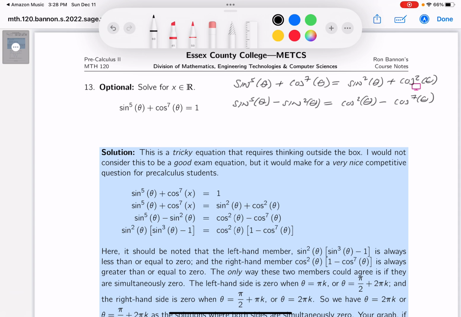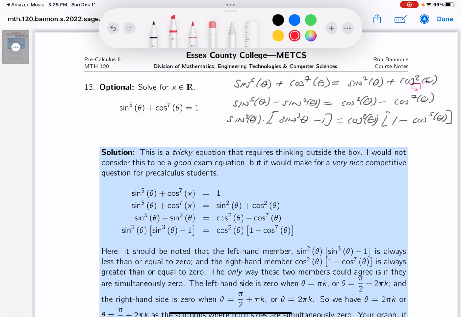I would factor each side. Sine squared comes out. And what are you left with? Sine cubed theta minus 1. On the right side, I'm going to factor out a cosine squared theta. And you get 1 minus cosine to the fifth power.